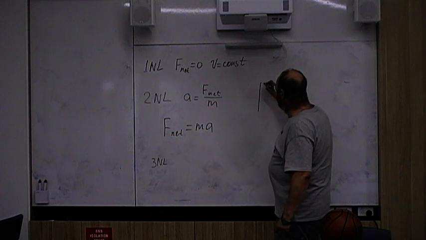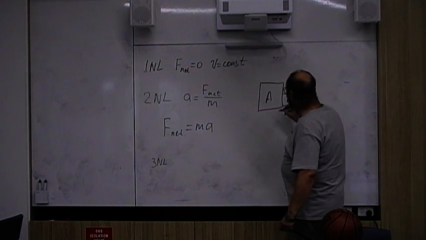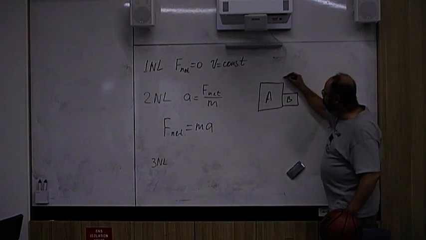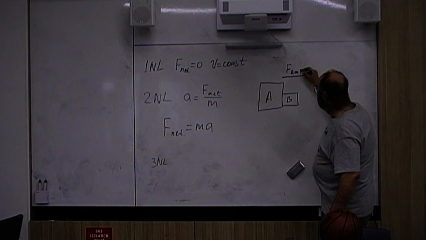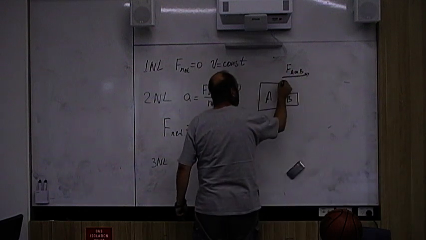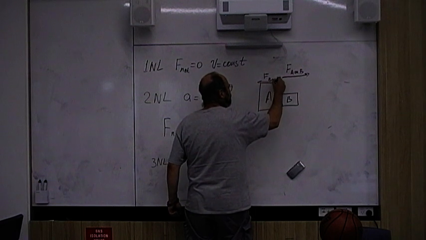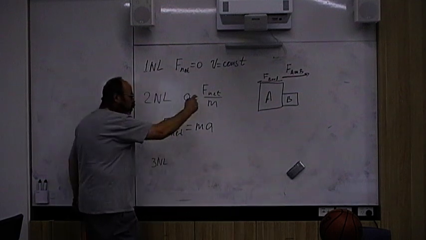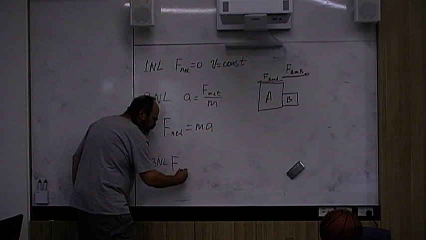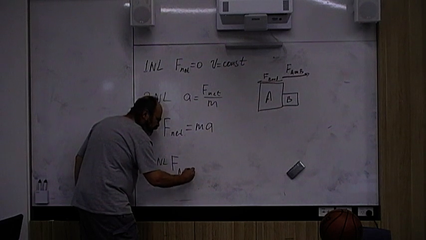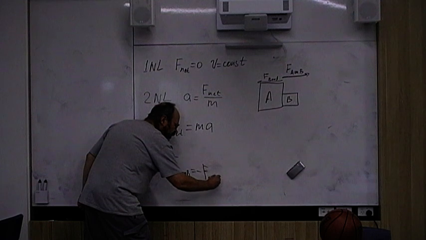In more proper terms, if you have two objects, object A and object B, and they interact, we have a force F A on B, and in the opposite direction we have the force F B on A. Newton's third law says that those forces are equal in magnitude but opposite in direction. F A on B equals minus F B on A. What does this minus represent?